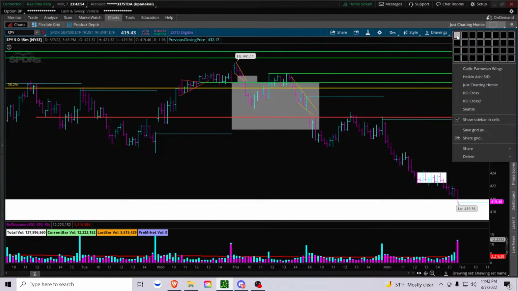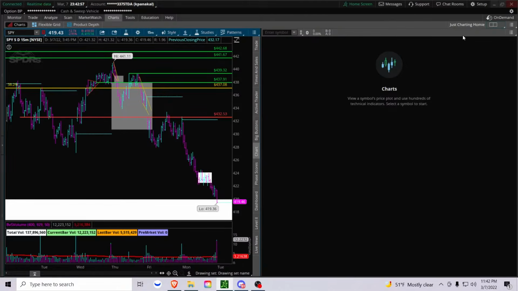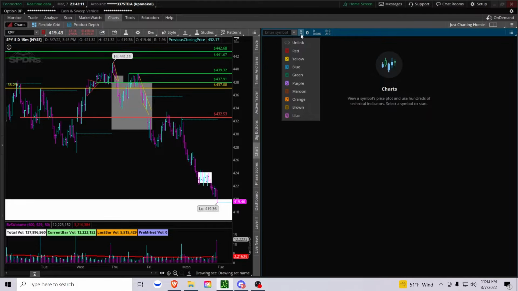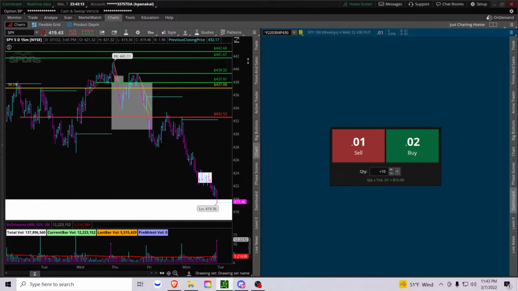Then you go to this area right over here, go from 1 grid to 2 grids. You'd find this thing popping up. You go to this chart area right next to the ticker symbol, and set this to 1 red. You set this one over here to 2 yellow.